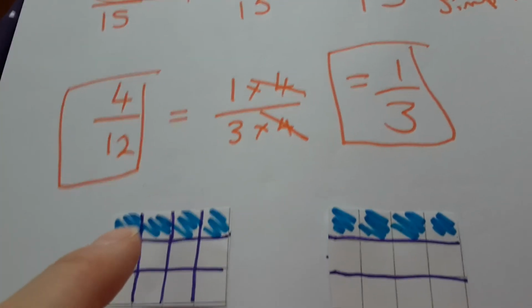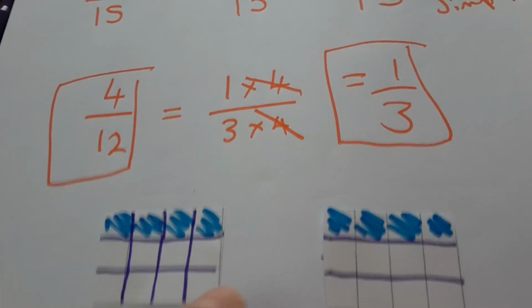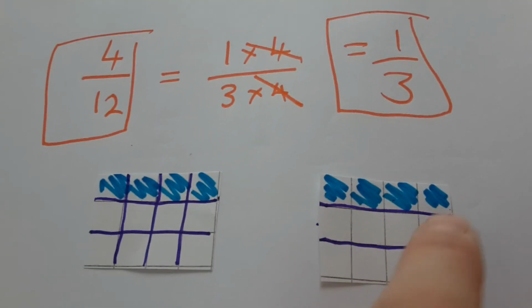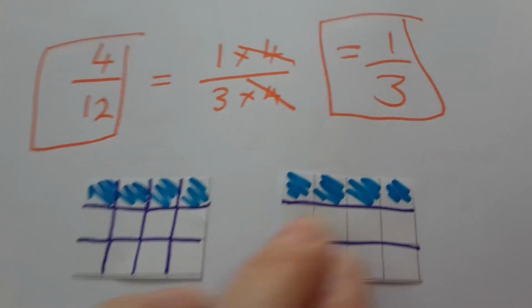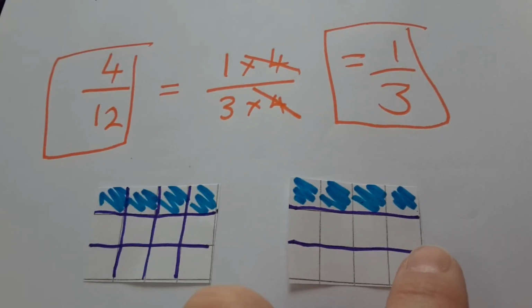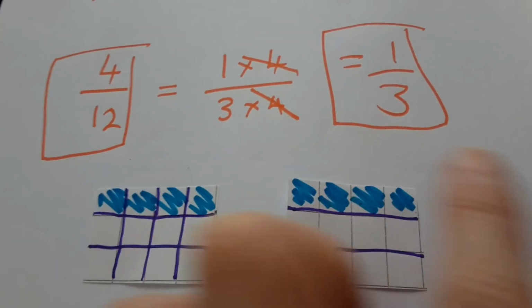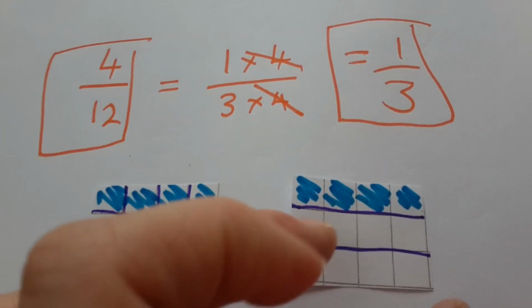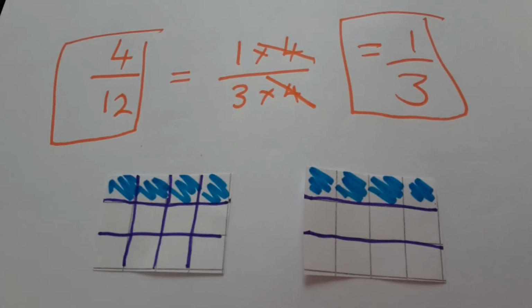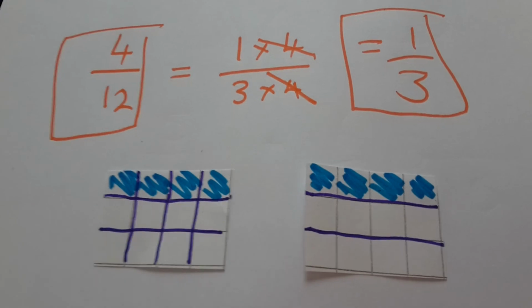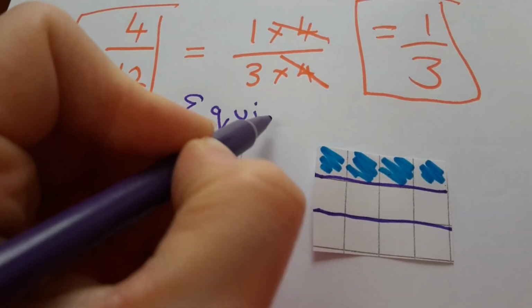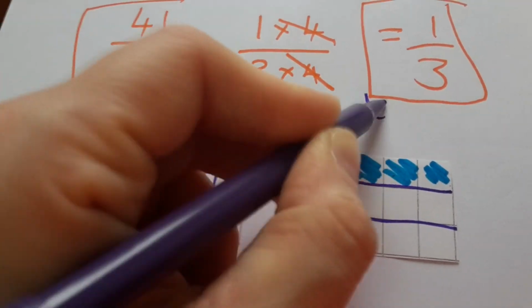So notice that 4 out of 12 parts is exactly the same amount shaded in as 1 out of 3 parts. They are identical amounts shaded in out of identical size pieces, so the actual cakes that you took them from. If I had 4 12ths or 1/3, I would end up eating the same amount of cake. They are equivalent fractions, and you often see this in exams. They are equivalent.